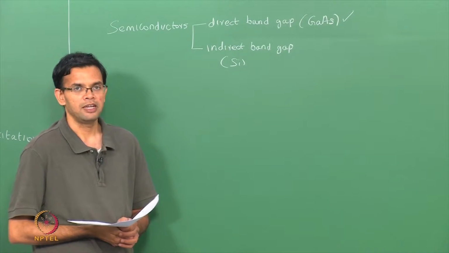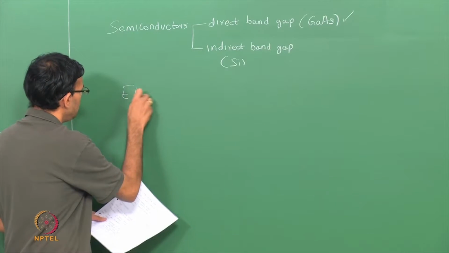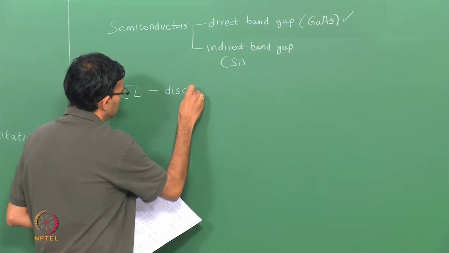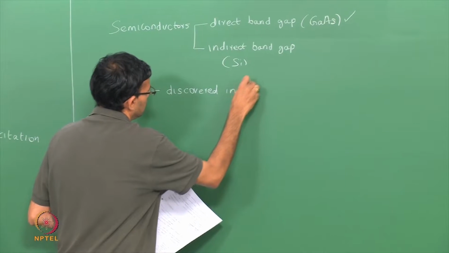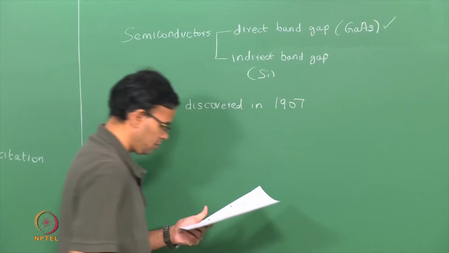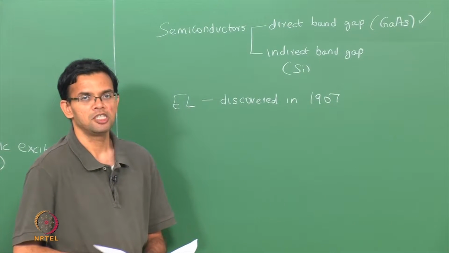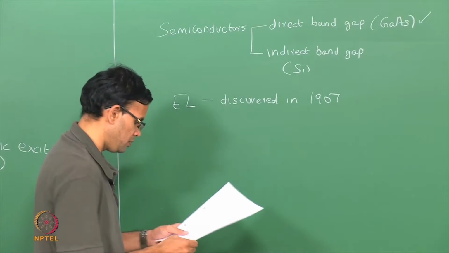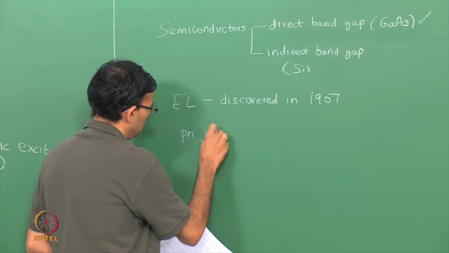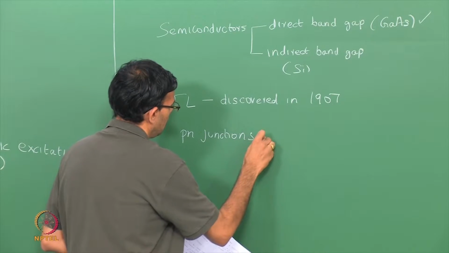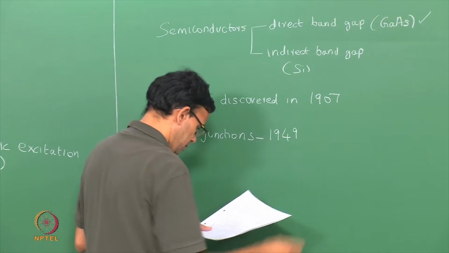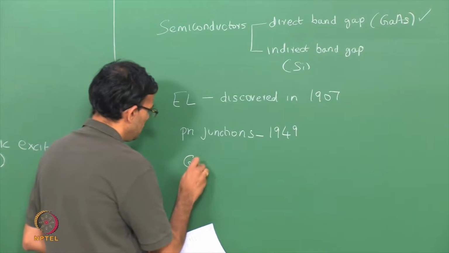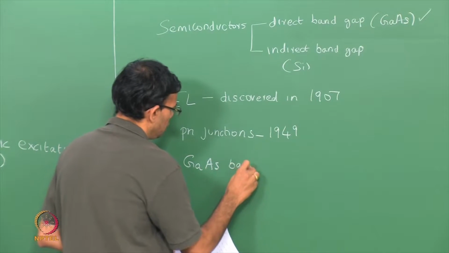The phenomenon of electroluminescence, I will just call it EL, was first discovered in 1907. But until p-n junctions were invented in 1949, there was not much work done in this area. So, p-n junctions came in 1949, but the first LED based on gallium arsenide was only in the 1960s.